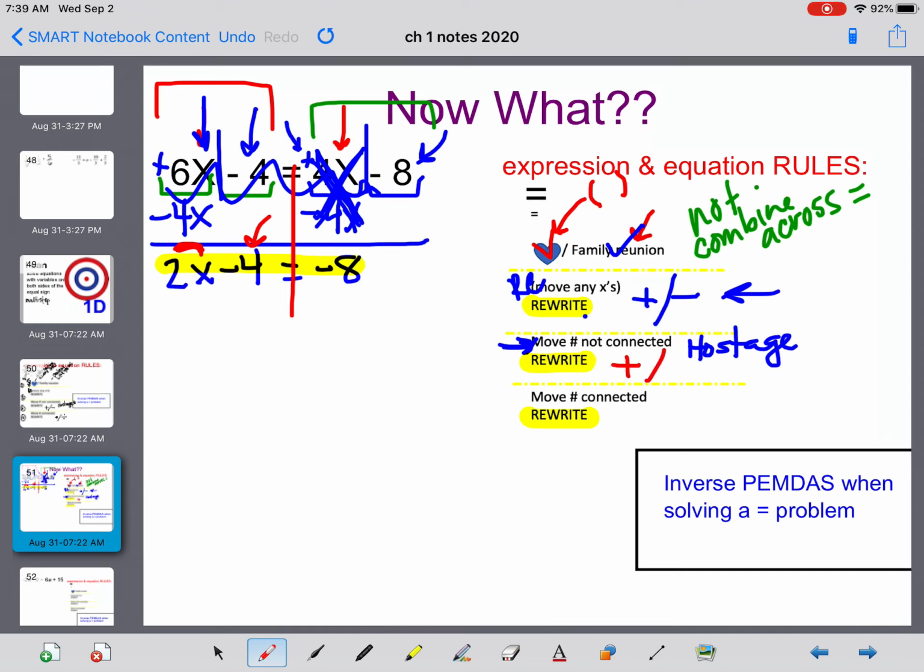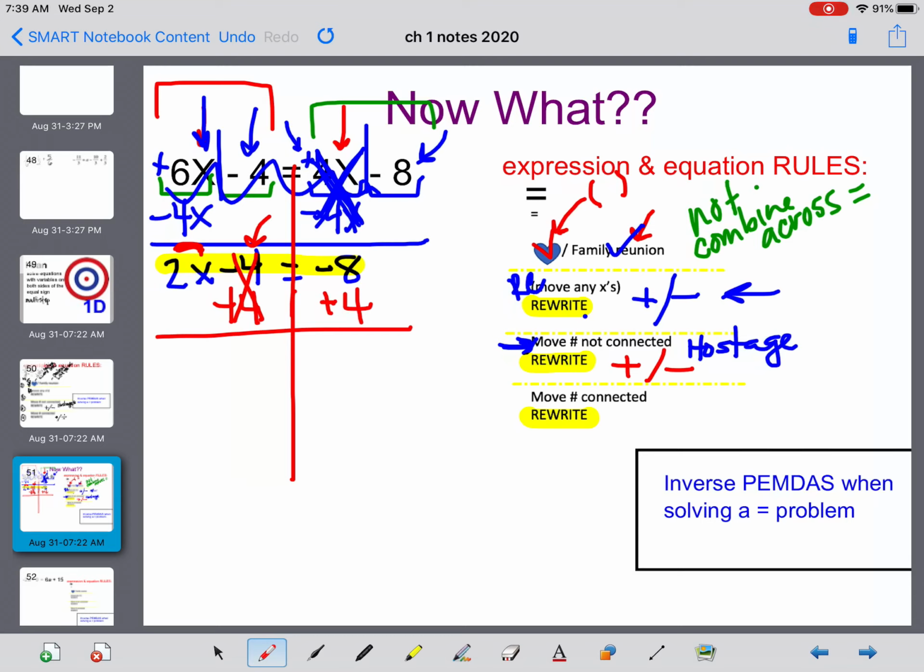It's kind of dumb, but that's what I call it. And so I get rid of my hostage right here using addition and subtraction again. So here's my hostage. I'm going to add 4 to both sides. This should be something that you've been doing now on several homework assignments, and so this part should be very familiar to you. I'm adding 4 to both sides.